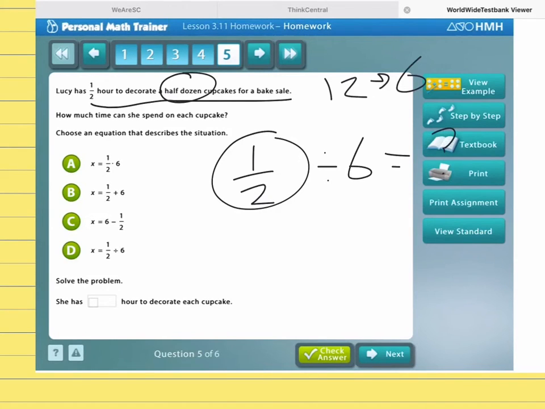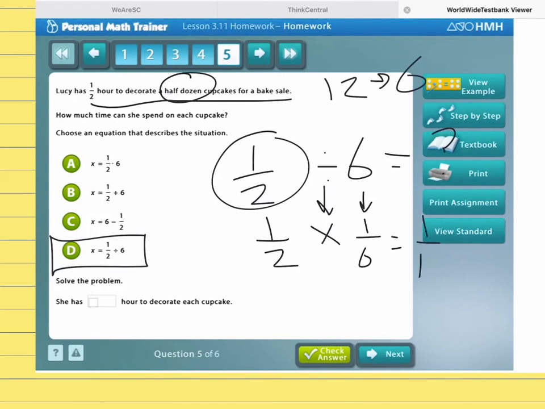So let's do the keep, change, flip. Let's look at what would be the equation we want to use. So keep the dividend, that's your time, that's what you're dividing up. Change the sign to multiplication, and flip the divisor to the reciprocal. So she can spend 1/12 of an hour on each cupcake, because you have 1/12, 2/12, 3/12, 4/12, 5/12, 6/12. 6/12 would be the total time she has. That's a half an hour.